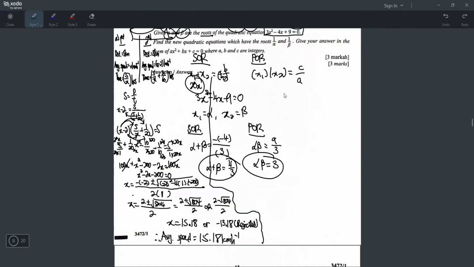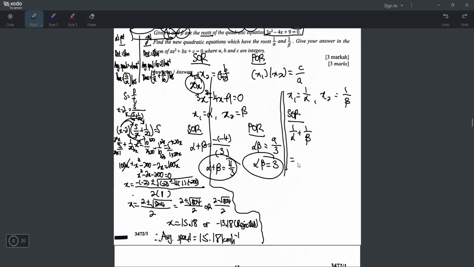All right, so I will just put a line here, put another line here. So this time x1 equals 1 over alpha, x2 equals 1 over beta. This is the roots for the new equation. So what will be the sum of roots? It will be 1 over alpha plus 1 over beta. And later we can use these two pieces of information to help us, right? So what is 1 over alpha plus 1 over beta?